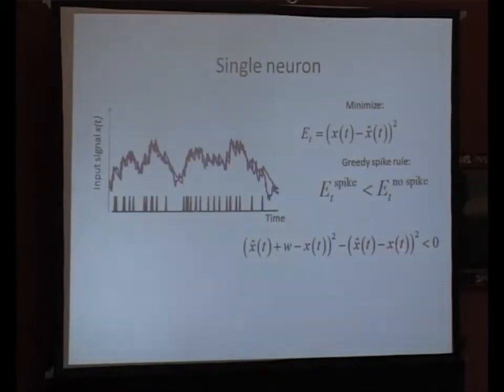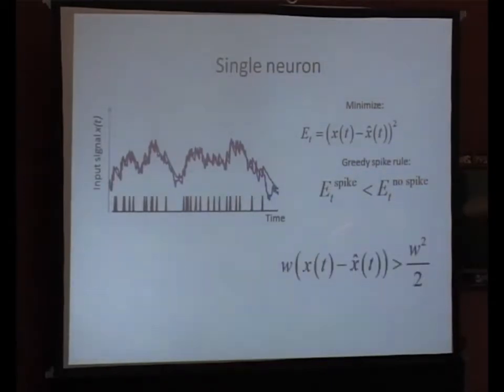It's a very simple difference between two quadratic terms, and with a few lines of algebra, we can find this equivalence to a simple rule: when the weight w times the difference between x and x hat is larger than a fixed threshold, w squared divided by 2, you should fire a new spike. So basically, you look at the difference between the blue line and the red line, and whenever this difference is larger than half the weight, half the size of a spike, an EPSP here, you fire a new spike. So that's why the red line here is closely tracking the blue line.